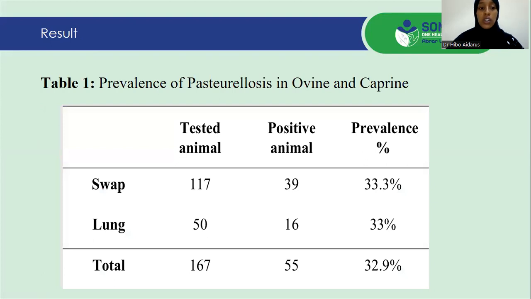The results of this study: the prevalence of Pasteurellosis in ovine and caprine. We collected swabs from the lung and the nose. The tested animals were 167, with 117 from nose swabs and 50 from lung swabs. Positive animals from the nose swab were 39 and from the lung swab 16. The total of positive animals was 55, which is 32.9 percent.